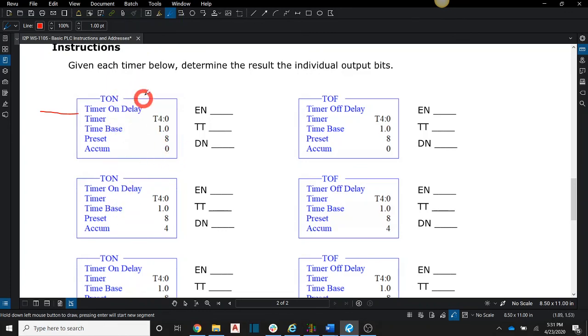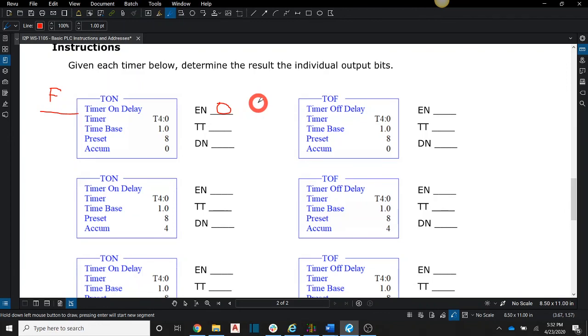Now, all these statements that I'm making are for a time on delay. Don't get them confused with time off delay. So a reset for a time on delay is when the rung goes false. Because this is at 0, I know that my rung must be false, because if my rung is false for a time on delay, that means that I've reset my timer, which I set to 0. So if I've reset my timer and my rung coming in is false, that means my enable bit would have to be a 0.